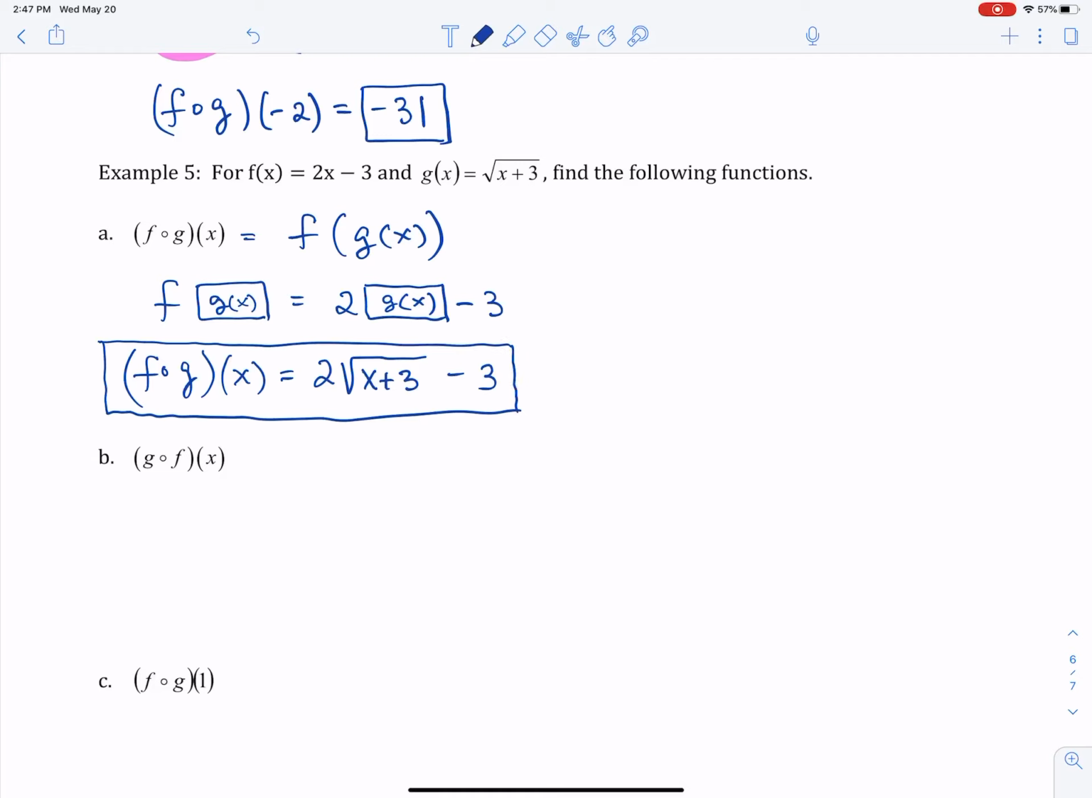Let's look at the domain. Well, the domain only concerns the function g, because the function g wouldn't exist if x plus 3 is a negative number. So we want x plus 3 to be greater than 0. So x needs to be greater than or equal to negative 3. So the domain would be, the lowest possible value is negative 3, and we keep going to infinity.